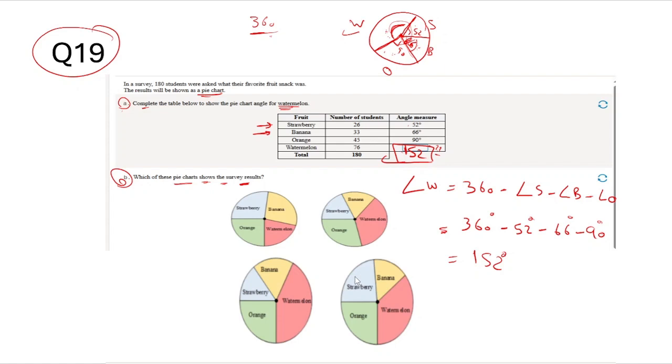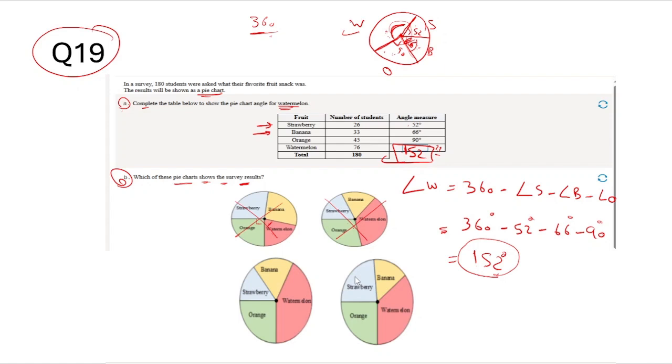So let's see. Now let's take the first one. Okay, it says the orange here is 90. Okay. And the watermelon is not an obtuse angle, right? It's an acute angle. So this is not the right answer because the angle of watermelon is 152. This is an obtuse angle. Now, the second pie chart, this one. Okay, watermelon is okay, an obtuse angle, but the orange is not a right angle. So this also is not correct.